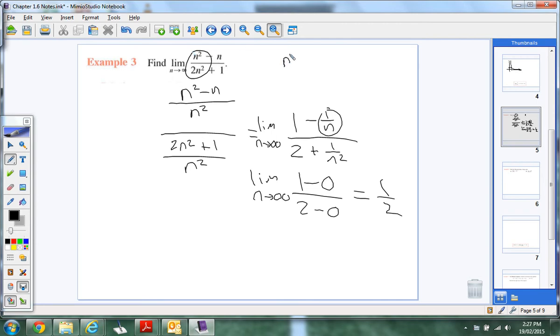Now, would that work for this? It would not, because they're different degrees. So on this one, let's just see what you guys think. What would that limit be?